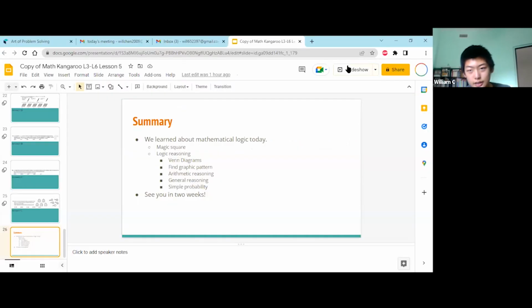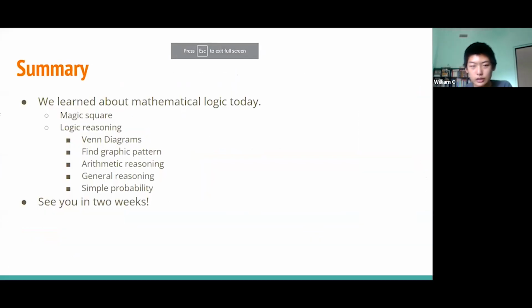So, summary, we learned about mathematical logic today. First we learned about magic squares. Then we learned about logic reasoning. We learned about Venn diagrams, how to find graphic patterns, arithmetic reasoning, general reasoning, and simple probability.